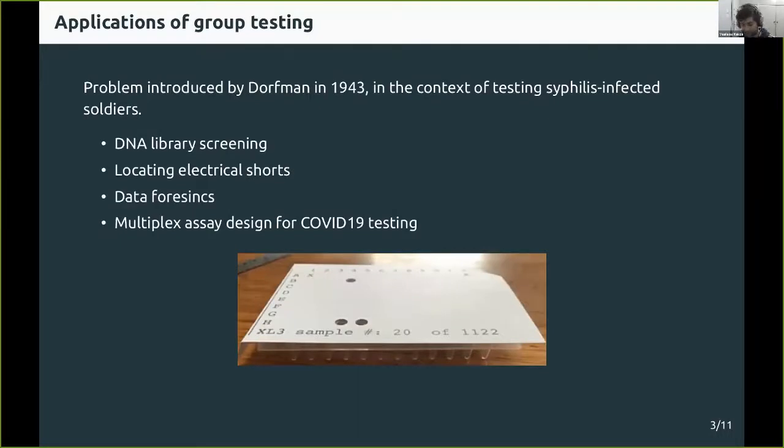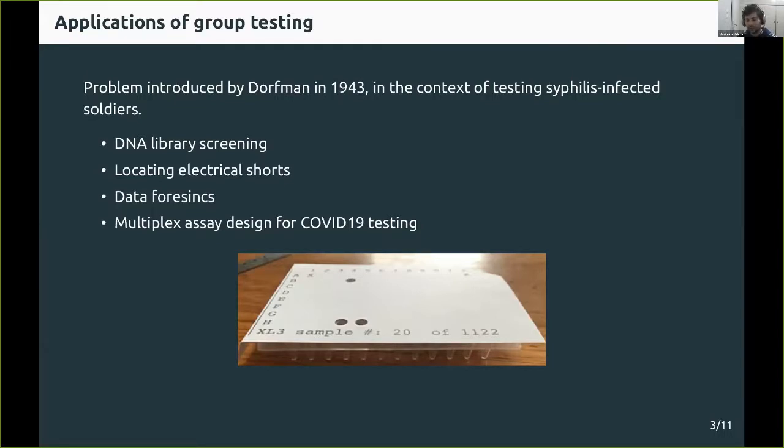This problem has many applications. It was introduced by Dorfman in 1943 in the context of testing syphilis-infected soldiers. It has many applications, such as library screening. This is something about COVID-19 testing. This is an image I took from Wikipedia. It's apparently something that someone created during the pandemic. I don't claim it has any connection to the paper, but you can go to Wikipedia and see it. I think it's funny.